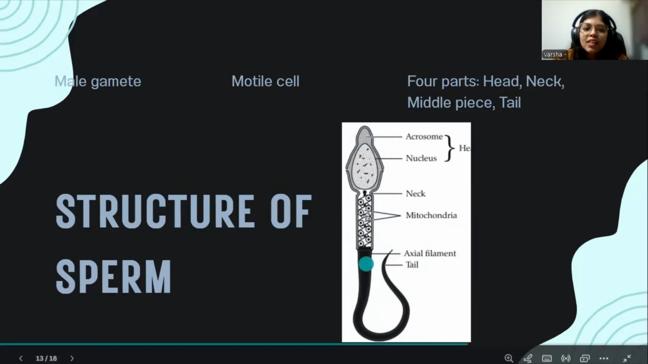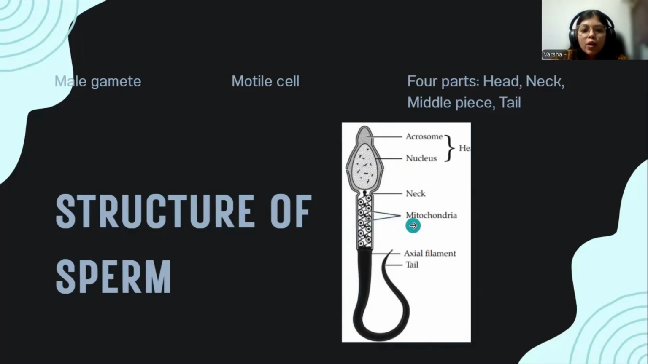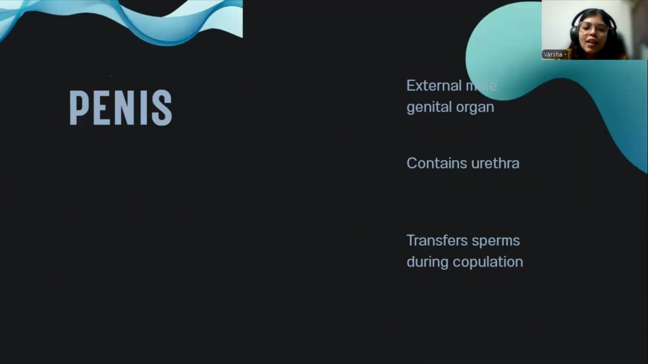The middle piece contains mitochondria. It produces ATP. So middle piece equals energy. The tail equals motility. So structure is directly linked to function. Now about the penis. The penis is an external genital organ. It contains the urethra and helps in the transfer of sperm during copulation.